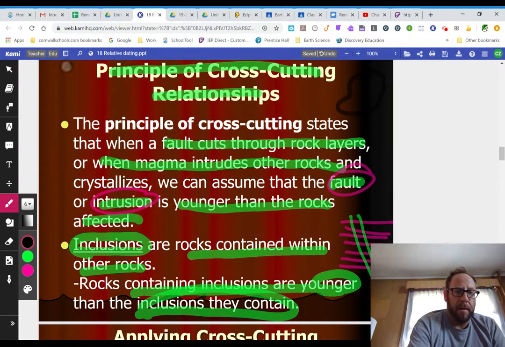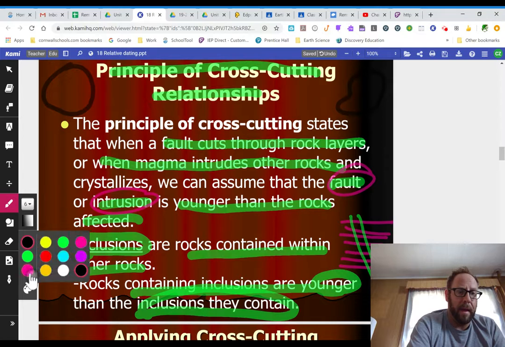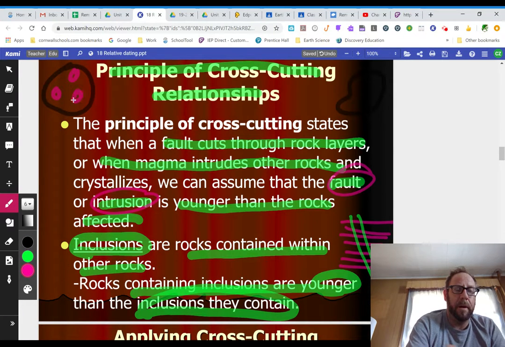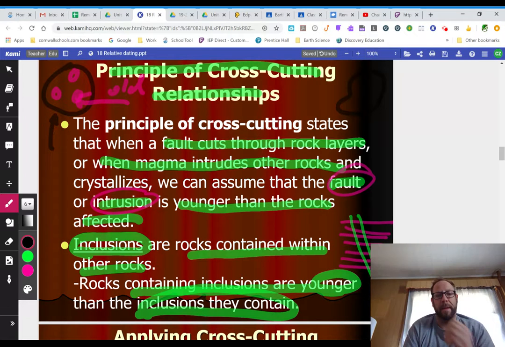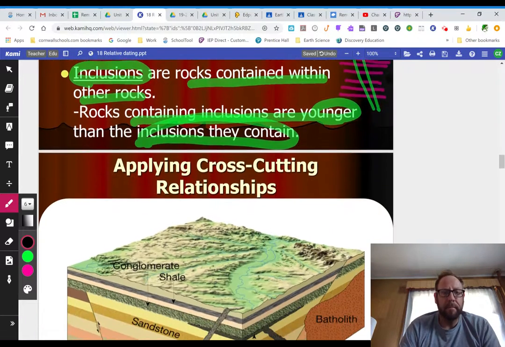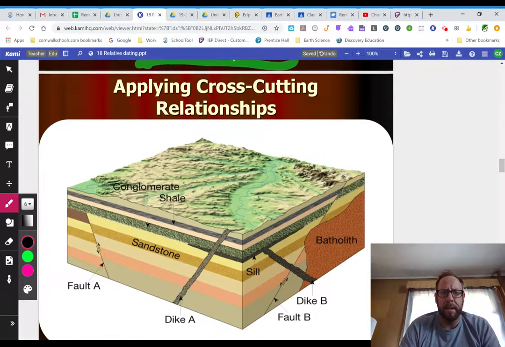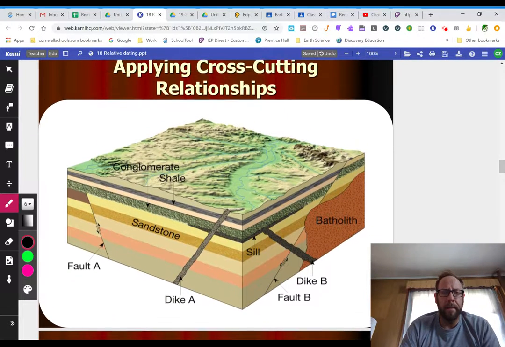So if I have a hunk of conglomerate up here and there are these other pieces of rock in them, what it means is these rocks are older than the conglomerate itself, okay, because they are within it. We're going to take a look at some of these on cross-cutting and inclusion.